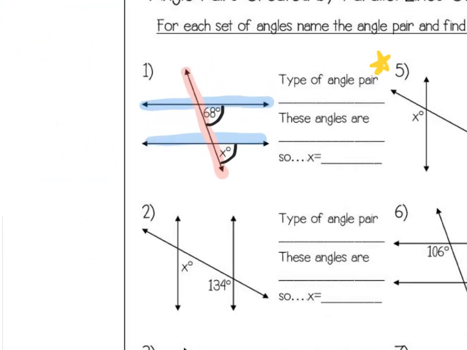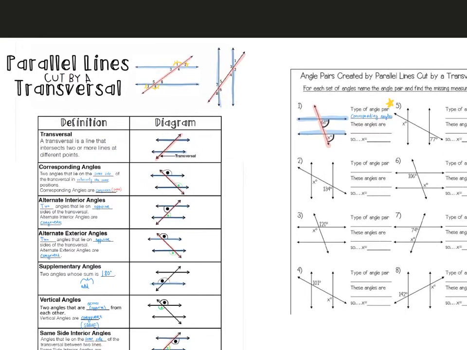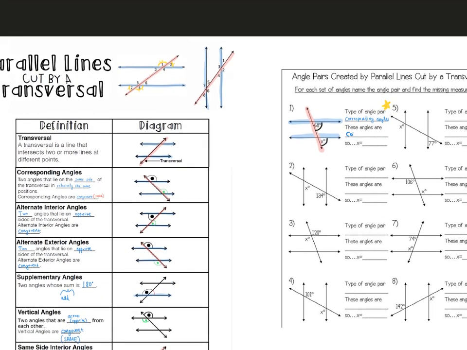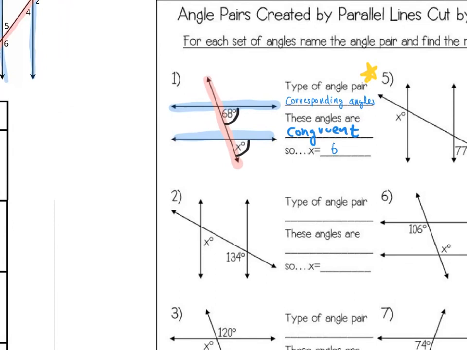So I'm just going to write that for you, corresponding angles. Maybe I'll write in blue. Okay, these are corresponding angles. And based on our definition, we know that corresponding angles are congruent. Congruent means they're the same. So if the angle 68 degrees and x degrees are the exact same, we know that x is equal to 68. Right? Because they're the exact same angle. All right, great.